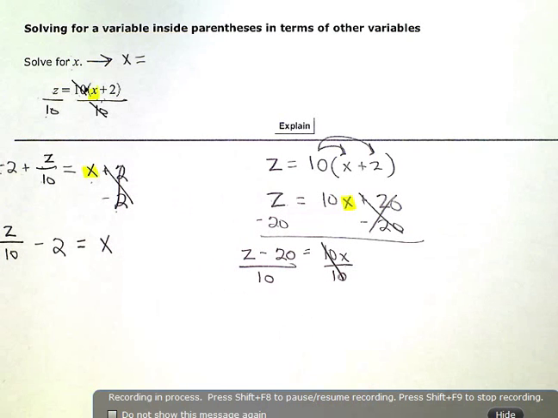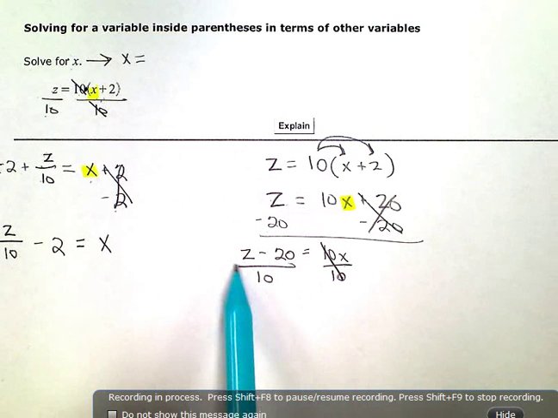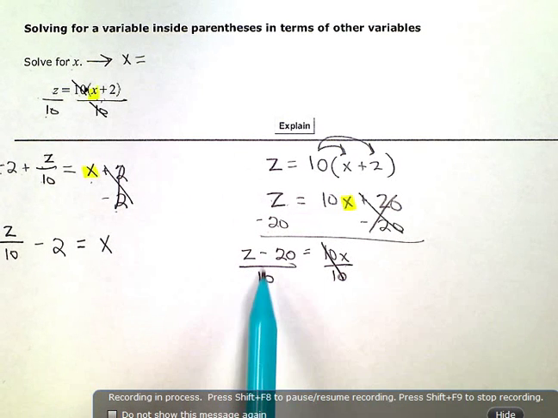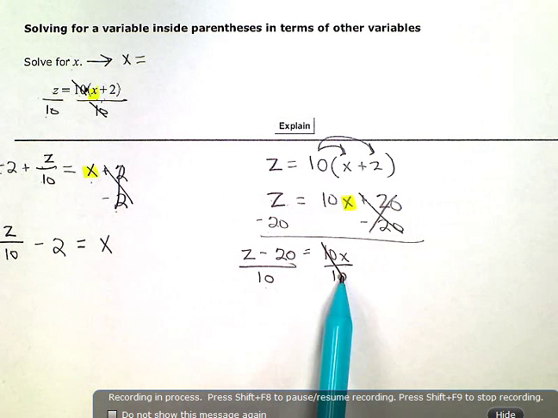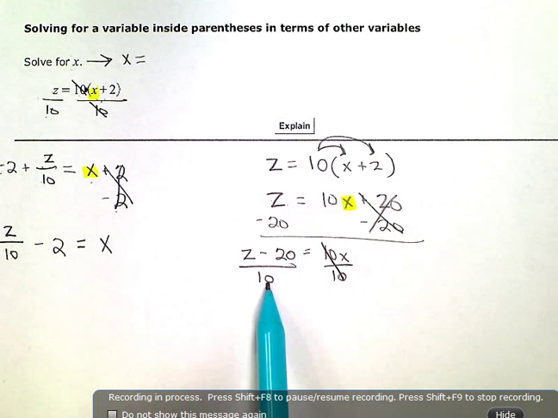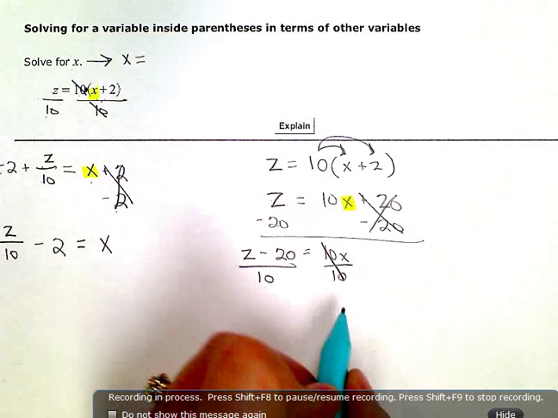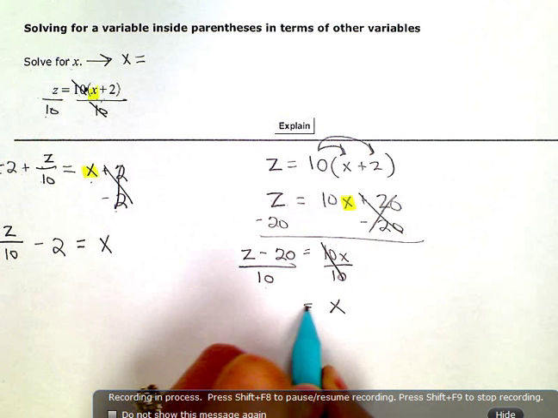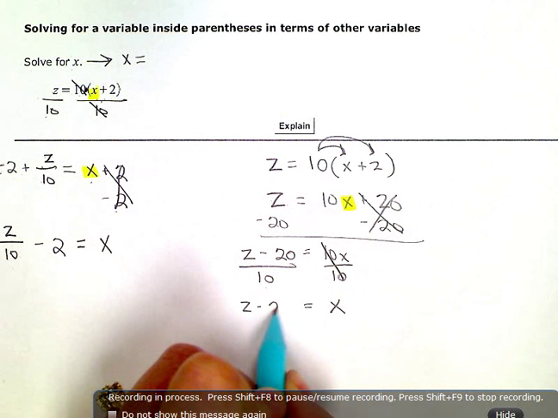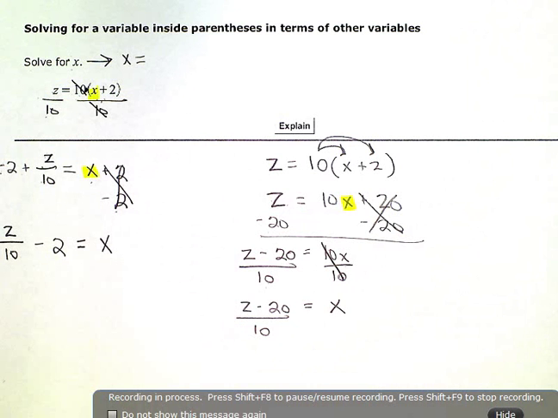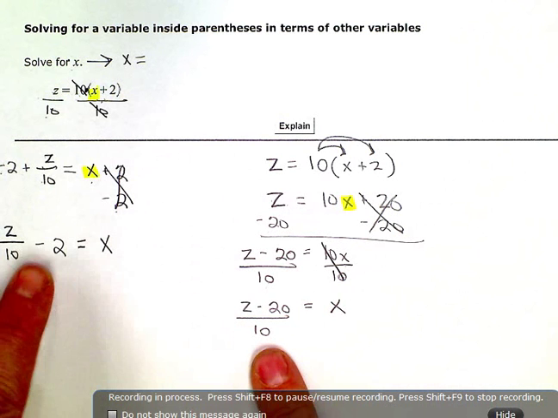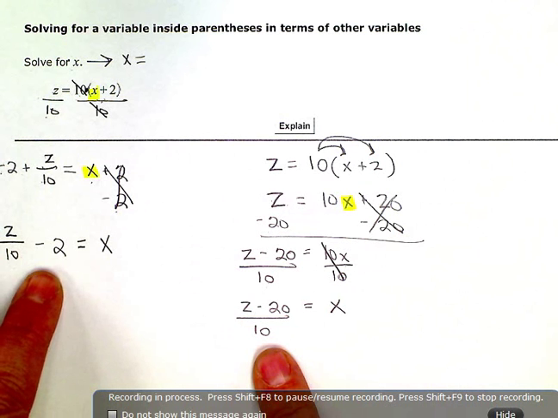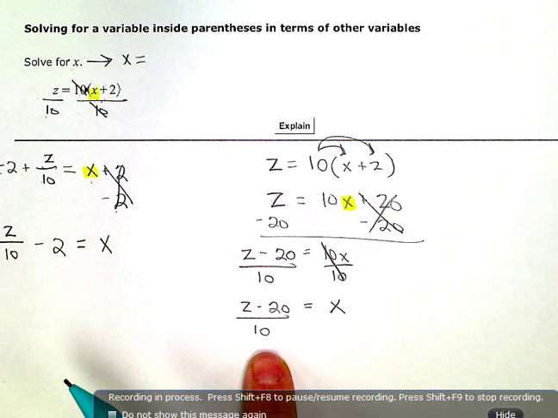Now, this time, I have to divide the entire thing, z minus 20, by 10, because the z minus 20 was already there first. So when I divide on this side, I have to divide everything that's over there by 10. So now that leaves me with x equals z minus 20 divided by 10. And you may say, well, how come when we solved it two different ways we got two different answers? We should get the same thing. Well, these two really are the same thing.